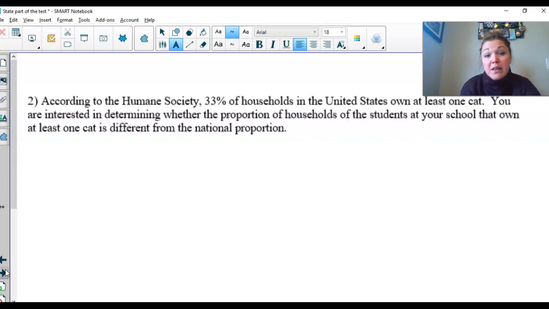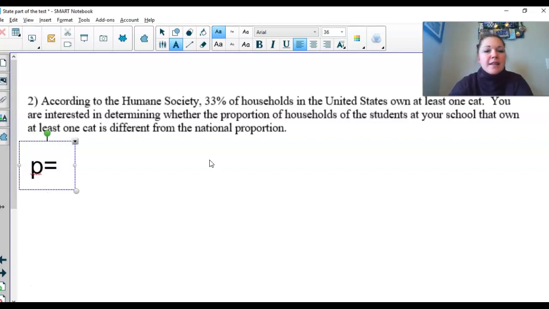Okay, number 2. According to the Humane Society, 33% of households in the United States own at least one cat. You are interested in determining whether the proportion of households of the students at your school that own at least one cat is different from the national proportion. Okay, we don't have any evidence here. They don't give us a statistic or a sample, but that doesn't matter. All we care about today, 3 things. Do you know them? The parameter, p, the null hypothesis, and the alternative hypothesis.